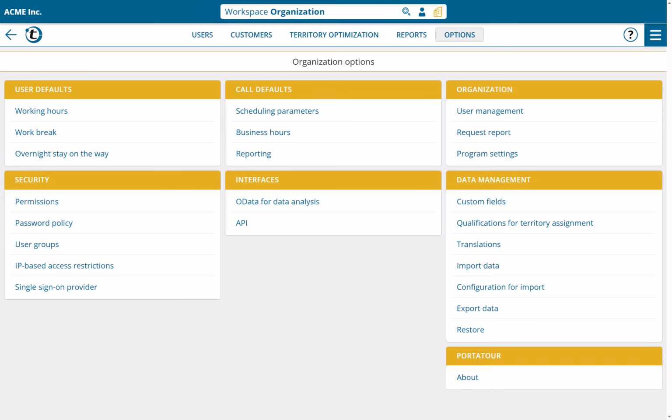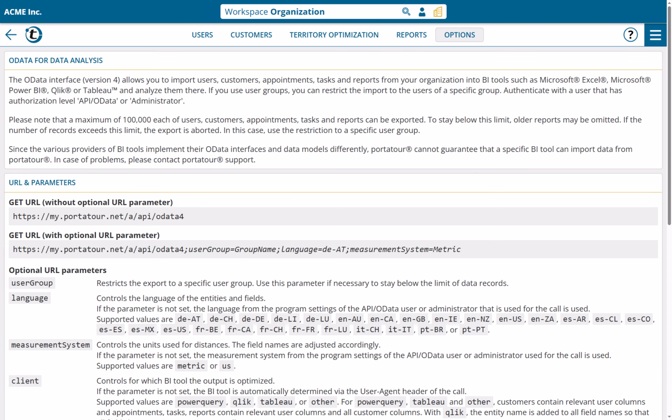To set up the OData interface right away, simply go to the organization-wide settings in portatour and select OData for data analysis. Your IT team will find all the required information there. If you have any further questions about OData, your portatour contact will be happy to assist you.